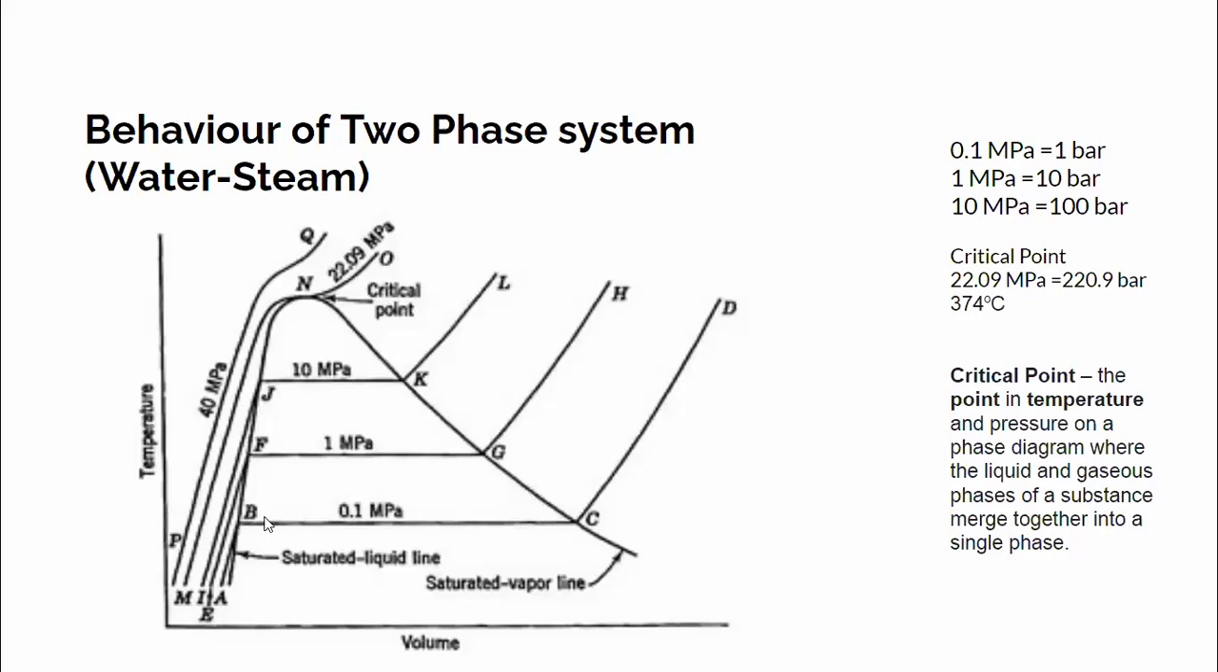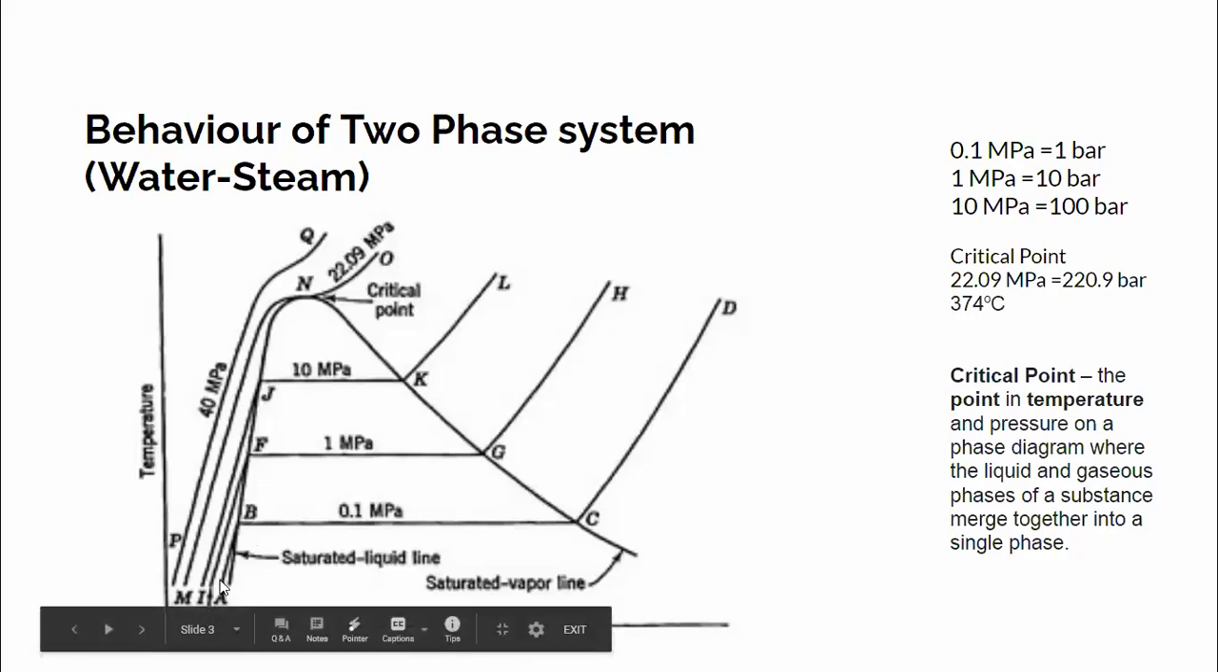So if you heat the water at atmospheric pressure, the water would experience a rise in temperature from A to B, and B would be the boiling point of water, which is 100 degrees centigrade at atmospheric pressure. If you heat it further, there would be a phase change, which is called latent heating, and then if you heat it further, there will be superheating.